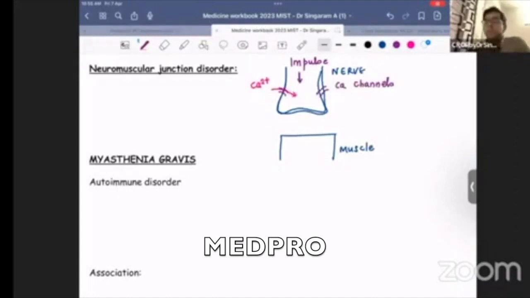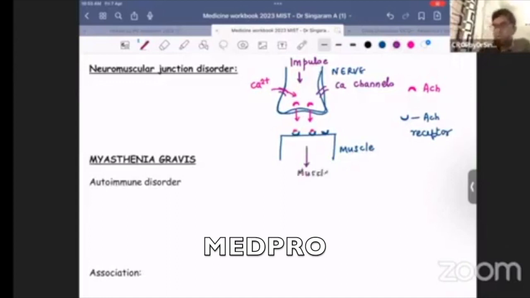Do you know what will happen after this calcium enters inside the nerve ending? It will trigger the release of substances. These are the acetylcholine. They will come out of the nerve and act on the muscle. In the muscle, you have the acetylcholine receptors. So acetylcholine is acting on the receptors like this. What is the advantage? Muscle will get excited if acetylcholine acts on the acetylcholine receptors on the muscle, and this will cause muscle contraction.